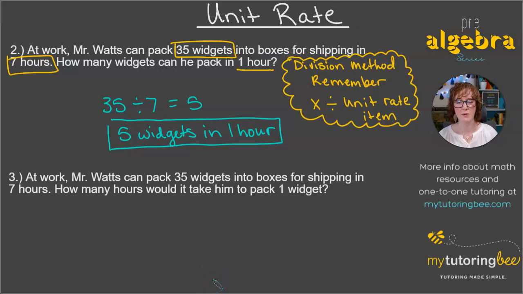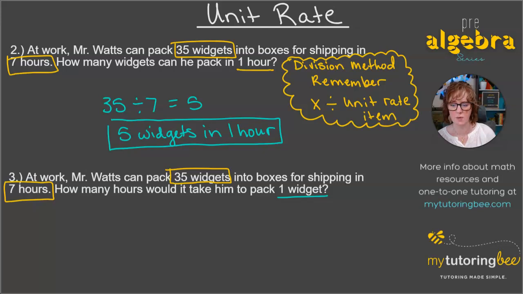Okay, for problem 3, we actually have the same setup. So we have Mr. Watts can pack 35 widgets into boxes for shipping in 7 hours. However, the question part of this one is different. How many hours would it take him to pack 1 widget? So in this one, we want to divide by the number of widgets because that is the unit rate that we are trying to solve for. So we have 35 widgets, again, in 7 hours, but this time we are dividing by the 35.